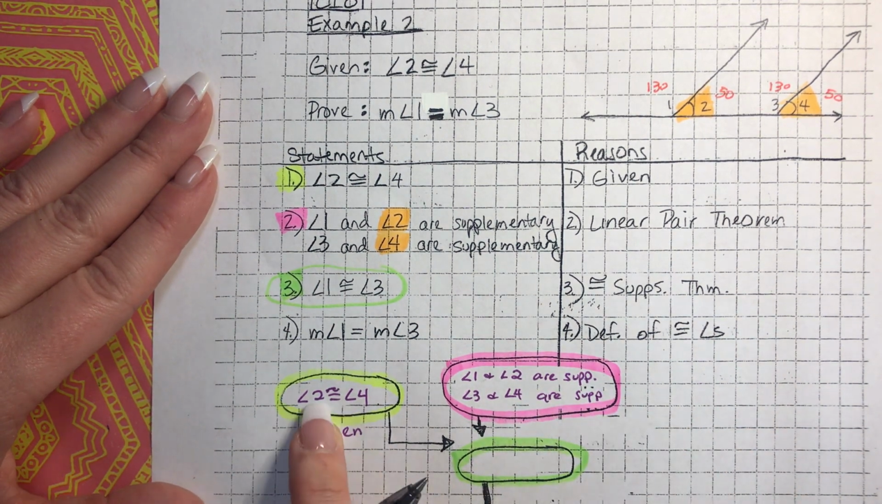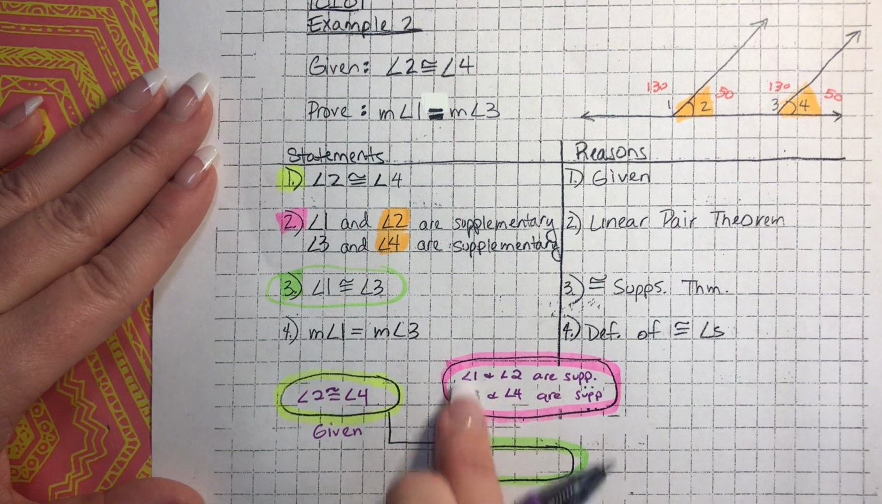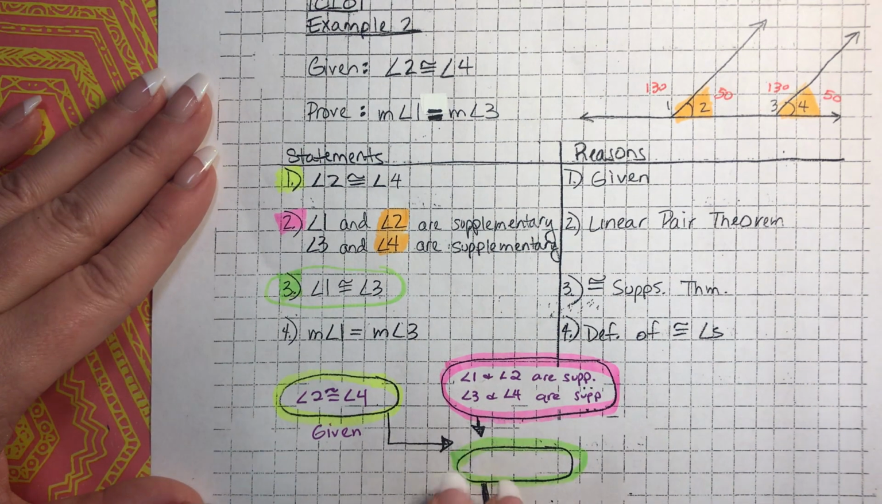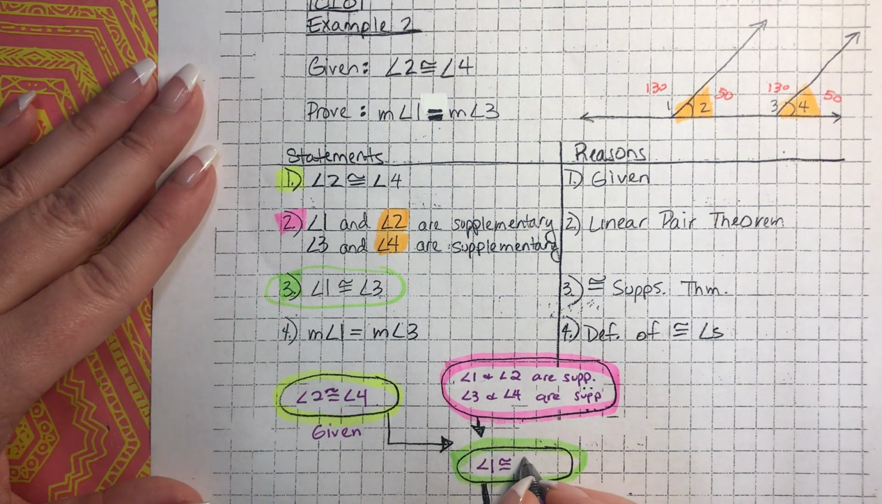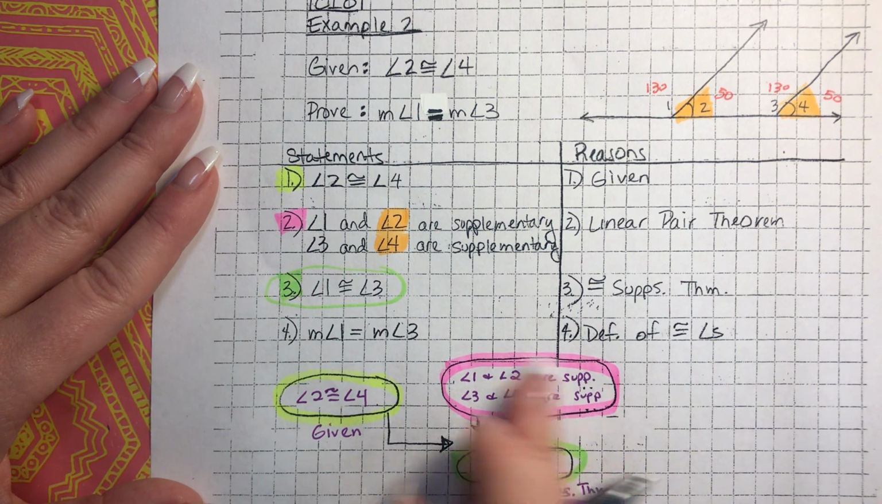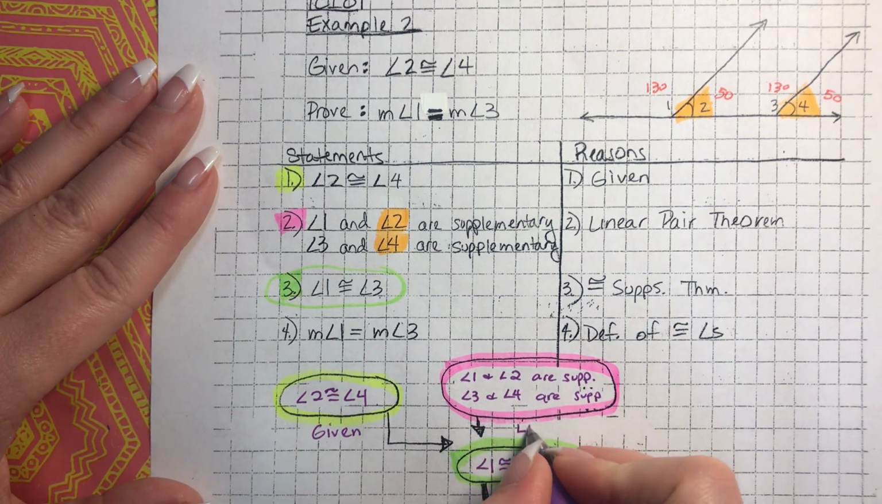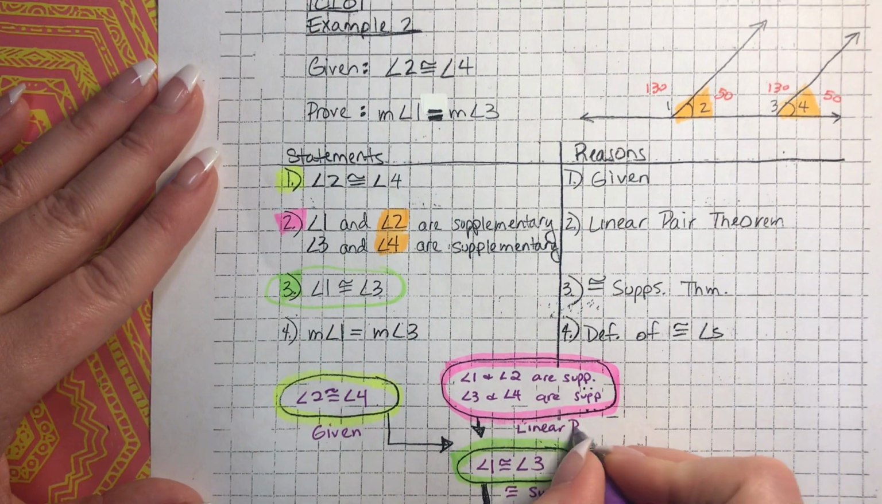And here we've established angle 2 and angle 4 are the same, so they're basically supplementary to the same angle. Therefore, angle 1 is congruent to angle 3 by the congruent supplements theorem. And I forgot to say that we could say that those are supplementary because of the linear pair theorem.